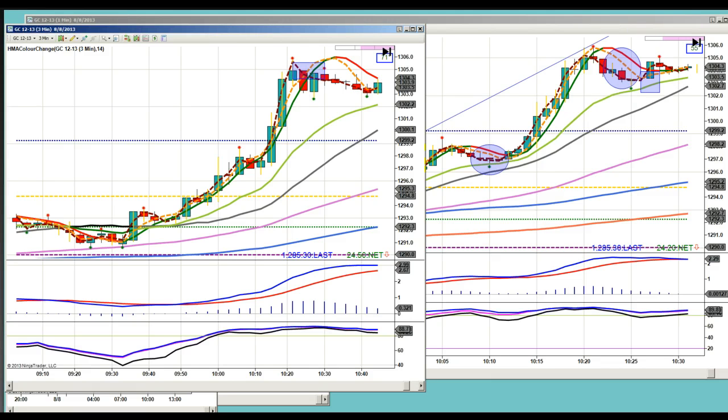The criteria I'm looking for is basically the same rules, but in addition to that, we are looking for the HMA on the 3-minute chart to have caught up to the price. What is the period of my HMA? It's the default setting, which is a period of 14.